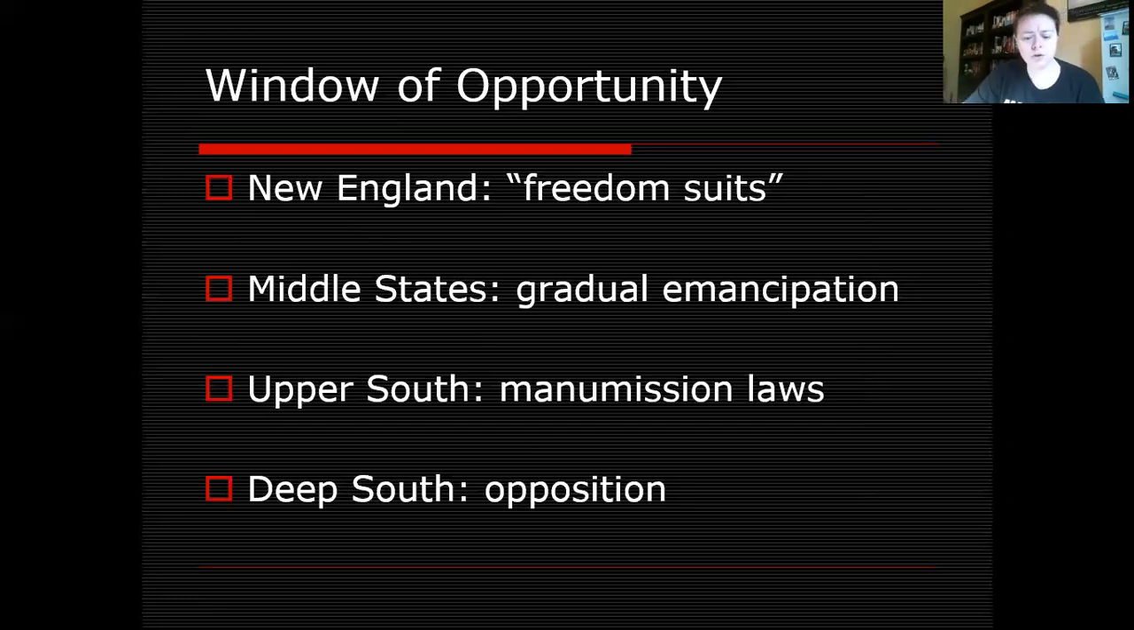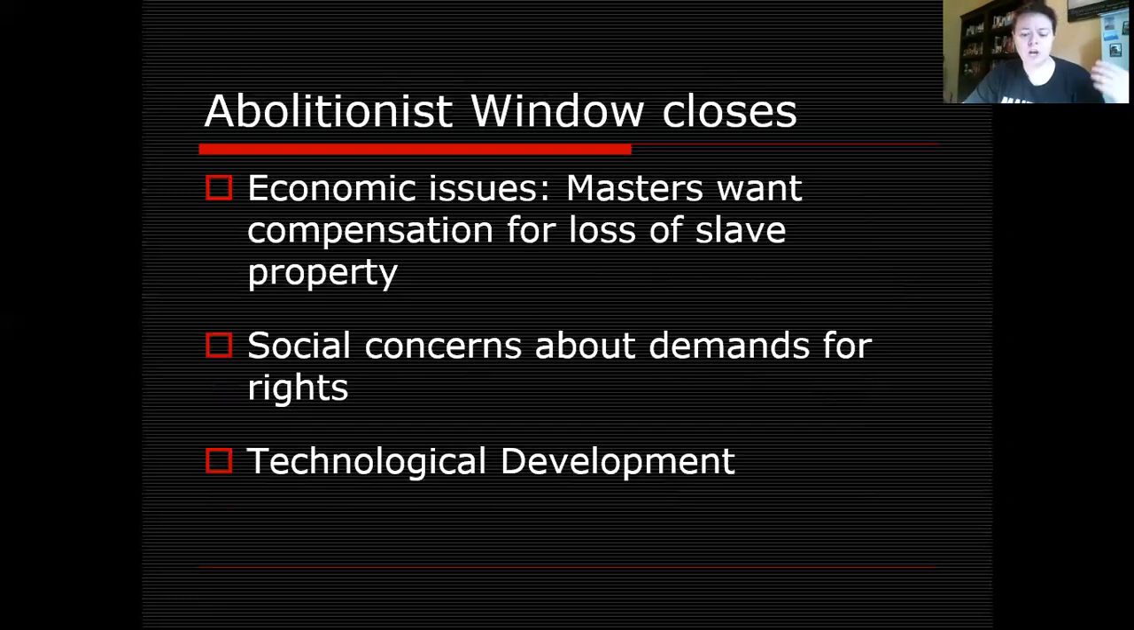So, during and immediately after the Revolution, there was support in many parts of the nation for emancipation. But by the 1790s, that abolitionist window has started to close. And I think there's three real reasons for this. For one, economic considerations. This was one of the reasons why states only passed gradual emancipation measures.